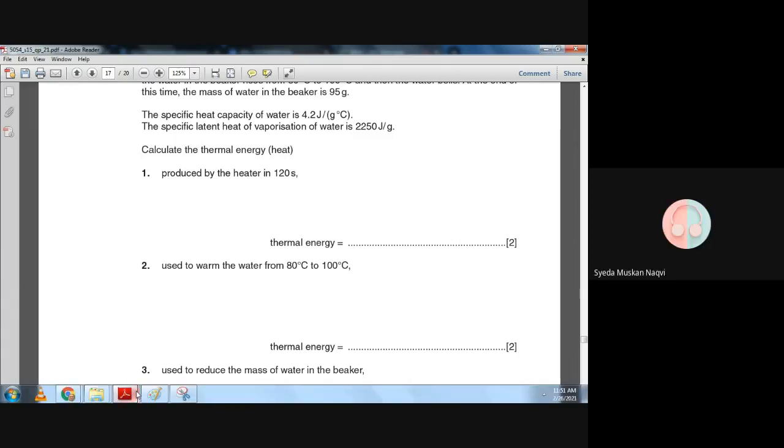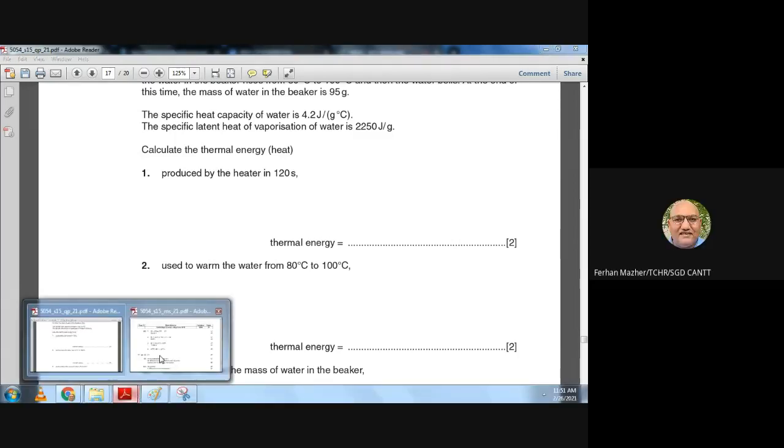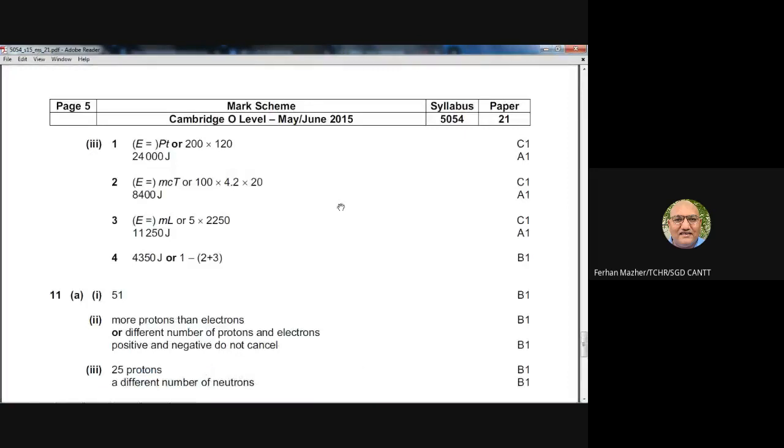Sir, mass is 95 grams. No, the mass is not 95 gram. The mass is just 5 gram. We are taking that mass which has converted into gas. There was 100 gram water, and now there is only 95 gram water. It means 5 gram water has converted into steam. You understand this thing?